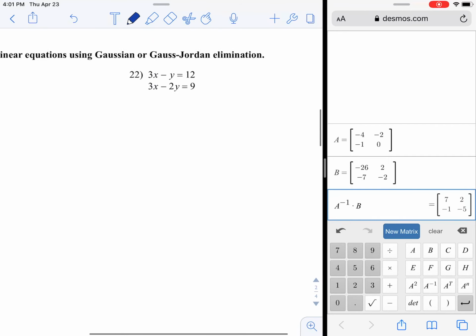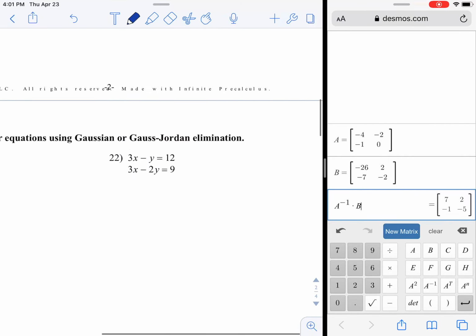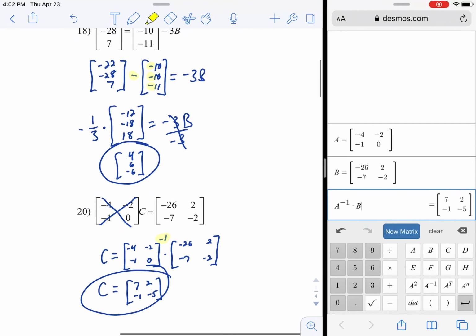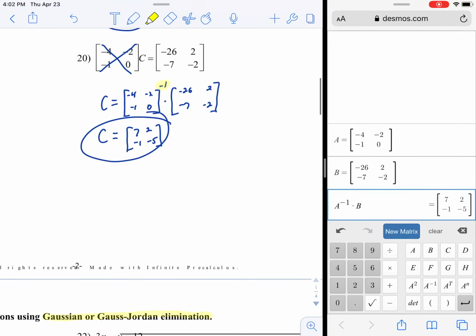Number 22 and 23 are solving systems of equations. The directions say Gaussian or Gauss-Jordan elimination. I kept calling it row echelon elimination. That's the horrible stuff that no one likes doing, and we're not going to do it. We're going to do like number 20.